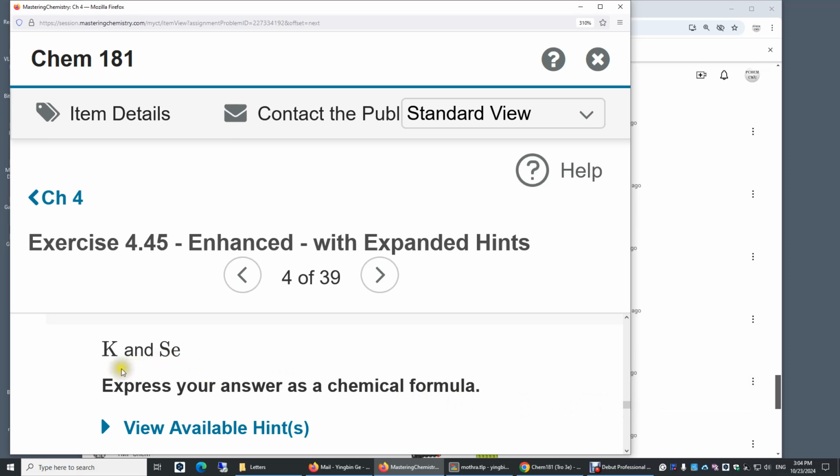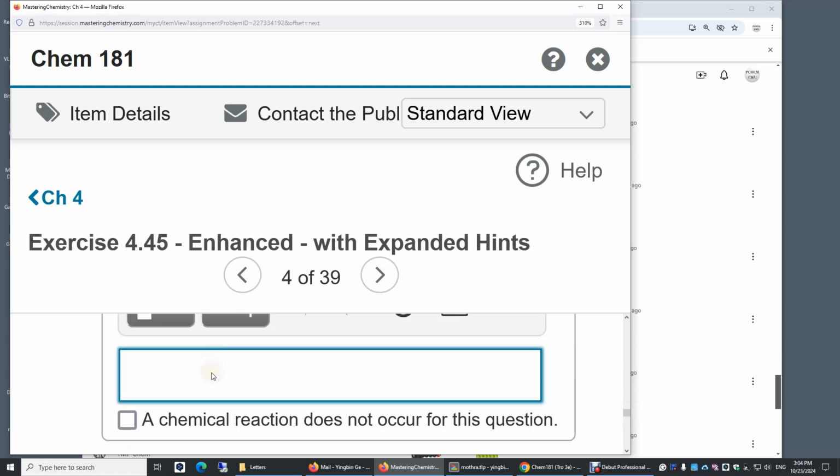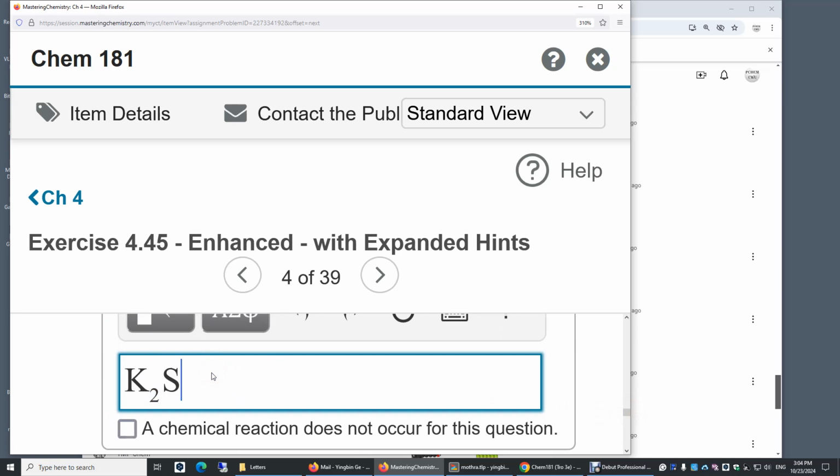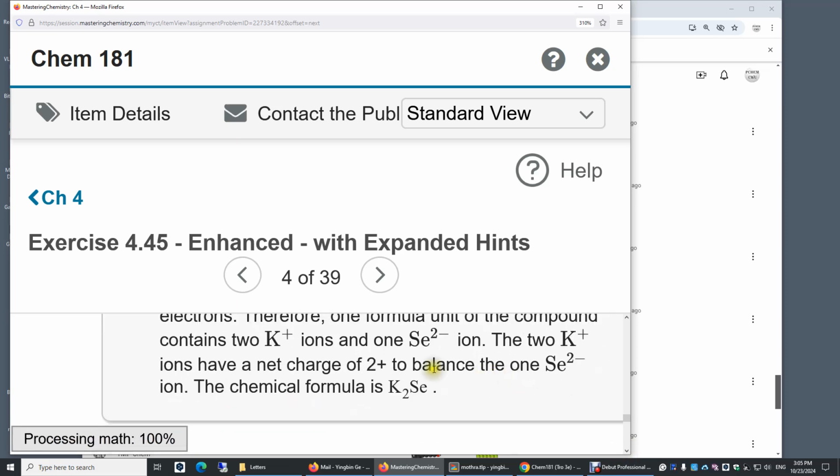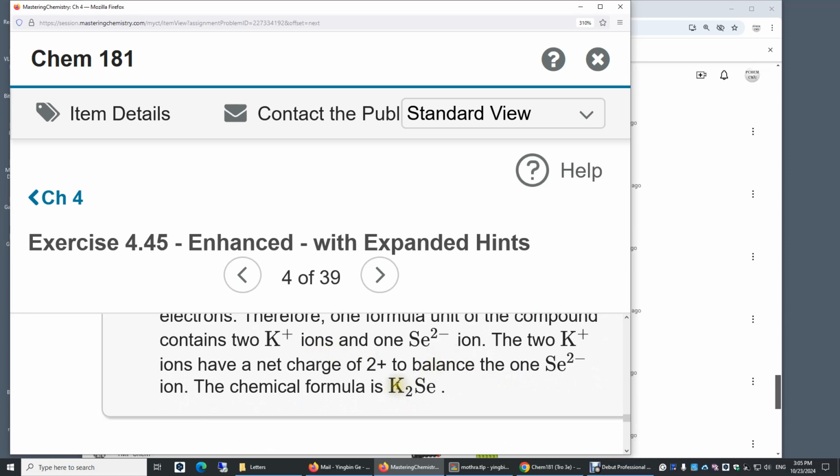How do we balance the number of electrons? Well, we need 2 potassium atoms, each giving away 1 electron to Se. Therefore, the formula should be K2Se. You can see it's balanced. Each potassium bears a +1 charge, Se bears 2- charge, and now we have a neutral ionic compound.